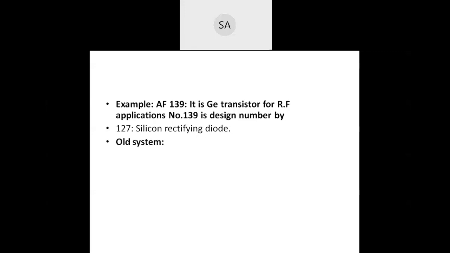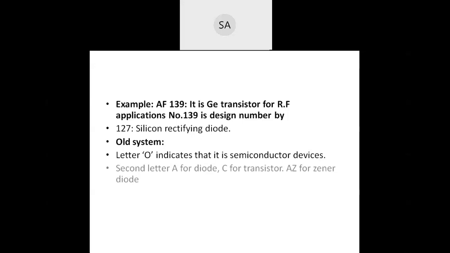Old system. The letter O indicates that it is a semiconductor device. Previously we used the letter O to indicate semiconductor devices. Second letter: if the first letter is O, it indicates a semiconductor device.